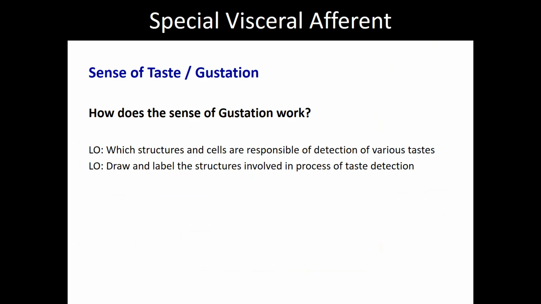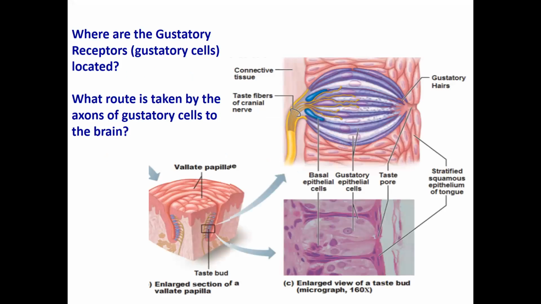Now we move on to the second last learning outcome about the structures involved in the sense of taste. It is also called the sense of gustation. And just like other senses, we have certain cells and certain structures which help the animal detect the taste. And we'll see how those structures are distributed in the epithelium. So these gustatory receptors or gustatory cells are basically located on the surface of the tongue.